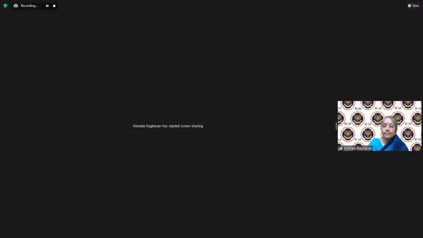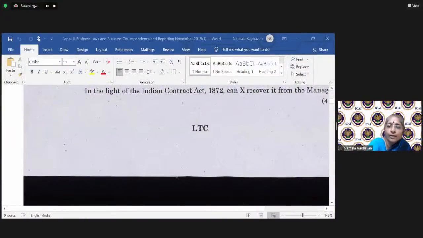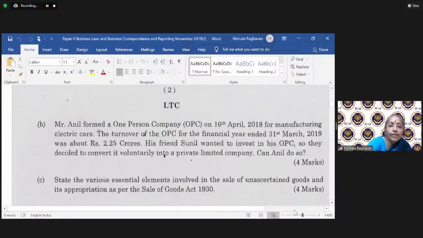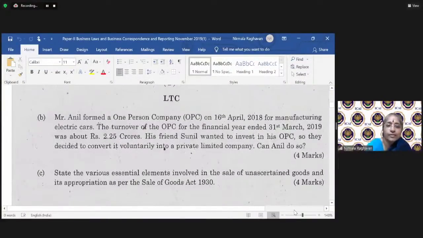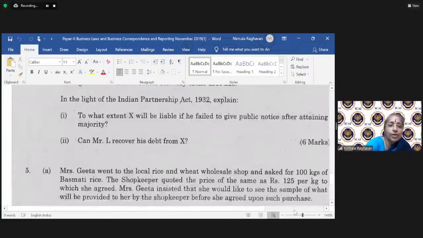Yeah, here we are. I'm trying to share again so that it's easy to move. Scroll up and down. Yeah. Okay. This is still law.